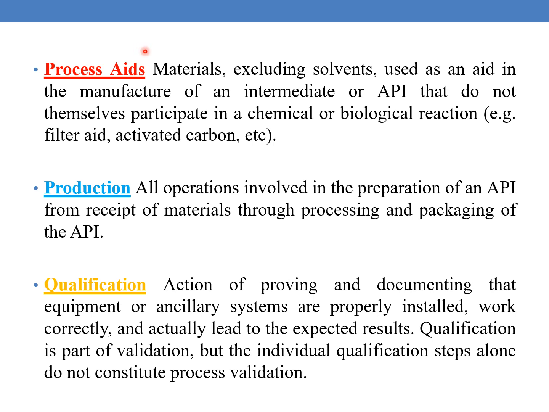Coming to process aids. Materials, excluding solvents, used as an aid in the manufacture of an intermediate or API that do not themselves participate in the chemical or biological reaction, for example, filter aid, activated carbon, etc., are considered as process aids. Coming to production: all operations involved in the preparation of an API from receipt of materials to processing and packaging of the materials.